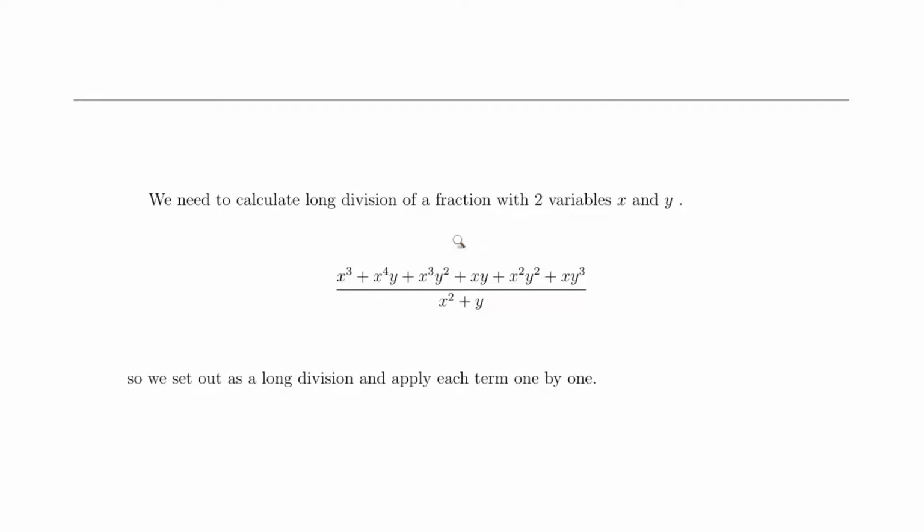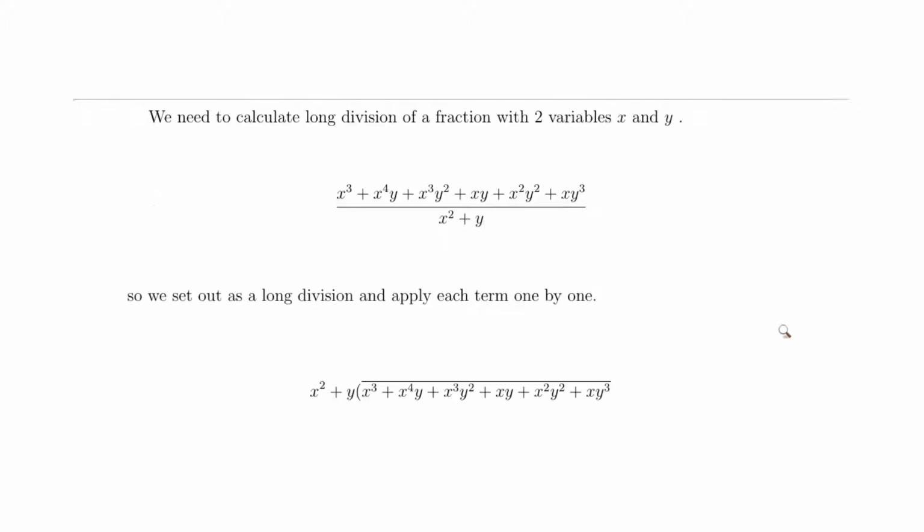Okay, so in this video we're going to do polynomial long division for a fraction which has got two variables in it. The two variables we've got in this fraction here are x and y, and you can see in the numerator we've got 6 terms and the denominator we've got 2 terms. So we're going to need to set this out as a long division calculation and then apply each term one by one. So this is how we do it.